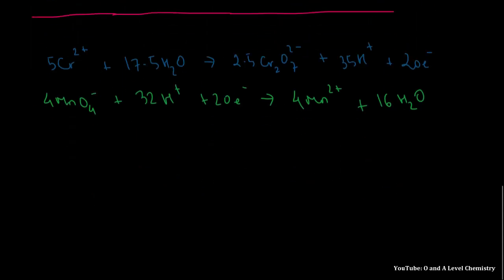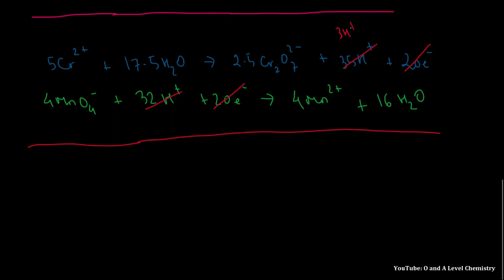Okay, now we can go on and get rid of stuff. Now we can write the overall equation. The left hand sides and right hand sides are going to cancel out. So I have 20 electrons on the left hand side and 20 electrons on the right hand side, so they're going to cancel out. I can simplify it even further. I have 32 H+ here and 35 H+ here, so they will cancel out, and I'll have 3 H+ here. The waters are going to cancel out. 16 water, 17.5 water, so I'd have 1.5 water here. So basically, those are the ones that are going to cancel out.